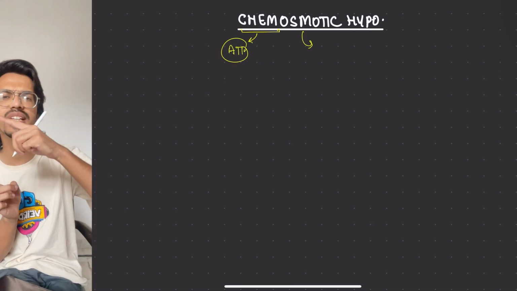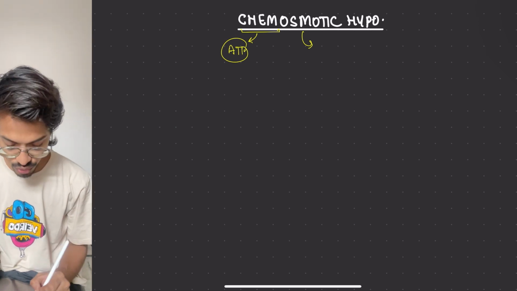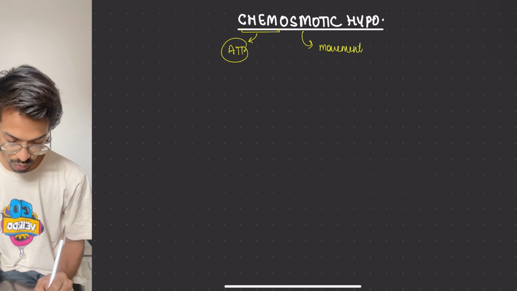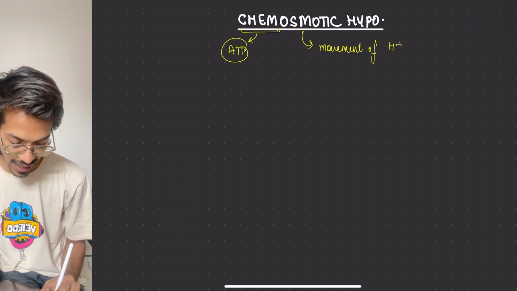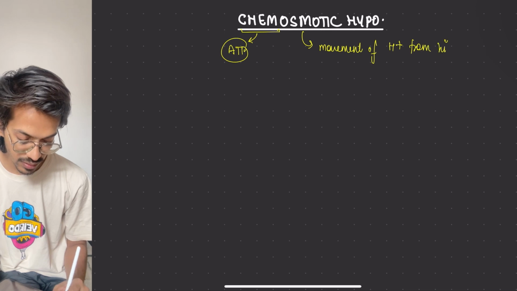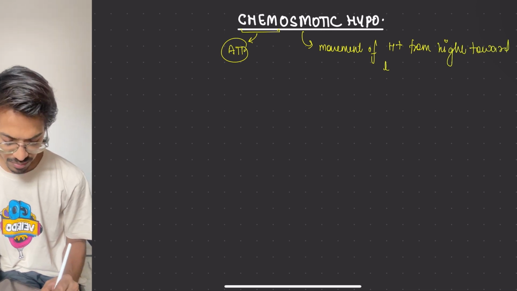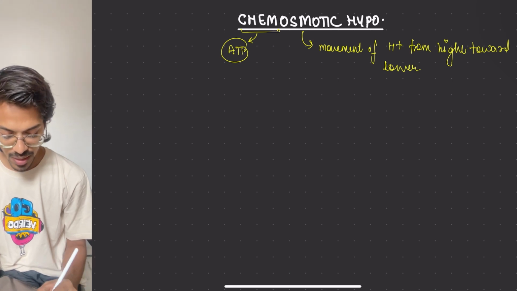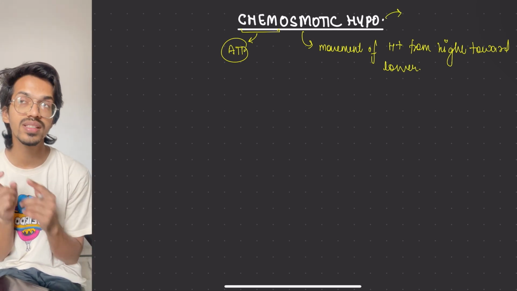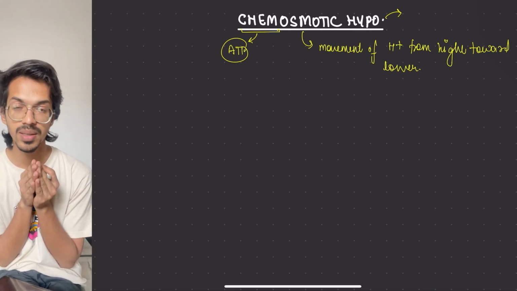Osmosis means movement of things from one concentration to another concentration, from higher concentration to lower concentration. So movement of which chemical? H positive, meaning protons, from higher towards lower. Something is doing it. And hypothesis means the person who gave this told that this happens like this, and only then is the ATP being produced. So this is the major thing.